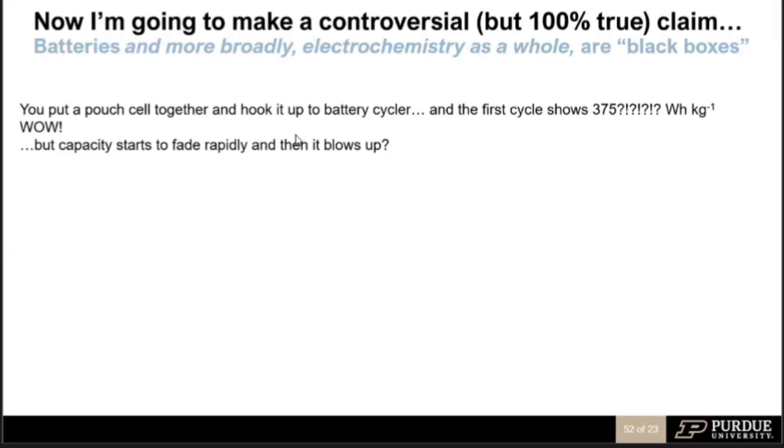And I didn't realize that 60% of our audience is modeling, so apologies for that. But let's say you or somebody in your lab puts together a cell. You open up the cycler and you get like 375 milliamp hours. Congrats, right? That's awesome. Way to go. But the capacity is already figured out. And then it explodes, just for dramatics, just for fun, right? What is it?